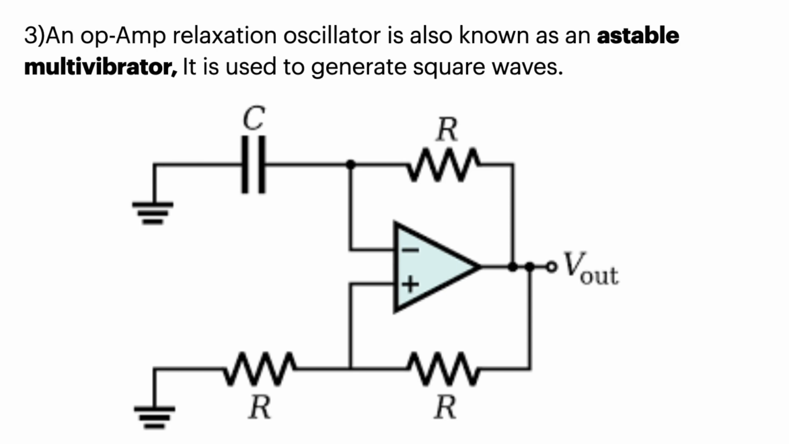So, this is the following circuit of an op amp. An op amp relaxation oscillator is also known as an astable multivibrator. It is used to generate square waves in our case. So this is a capacitor, these are resistors, and here is an op amp.